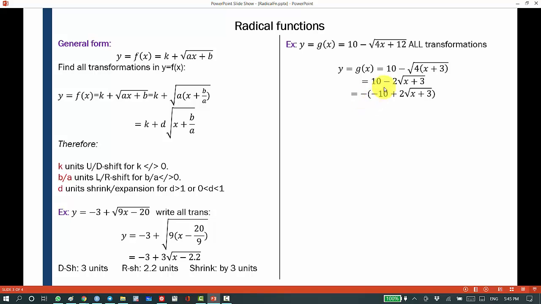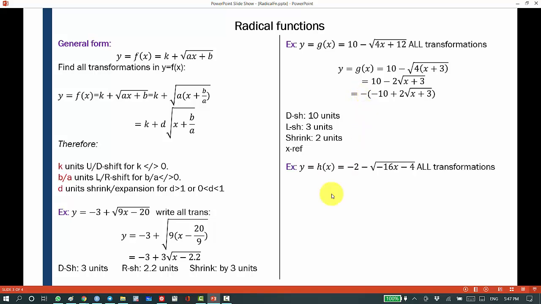Why do we do that? The reason is that we want this shrink factor to be positive. Taking this minus outside, we have minus 10 plus 2 times square root of x plus 3. Hence, we have a 10 units downward shift, 3 units left shift because of this plus 3 here. The shrink factor is 2 units. And finally, because of this minus sign outside, we have an x reflection.